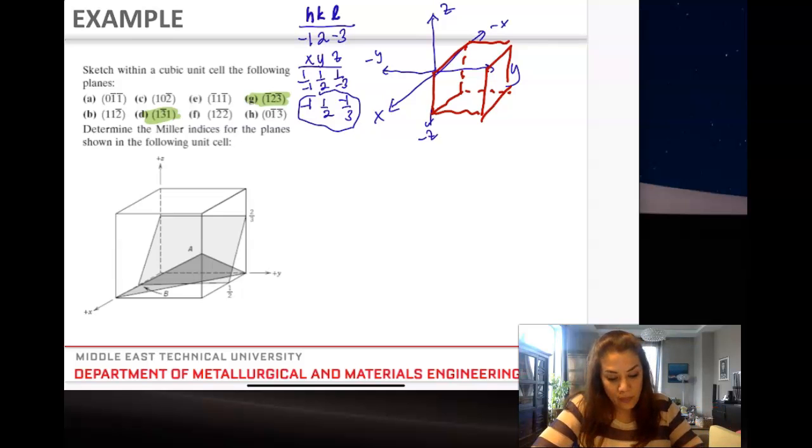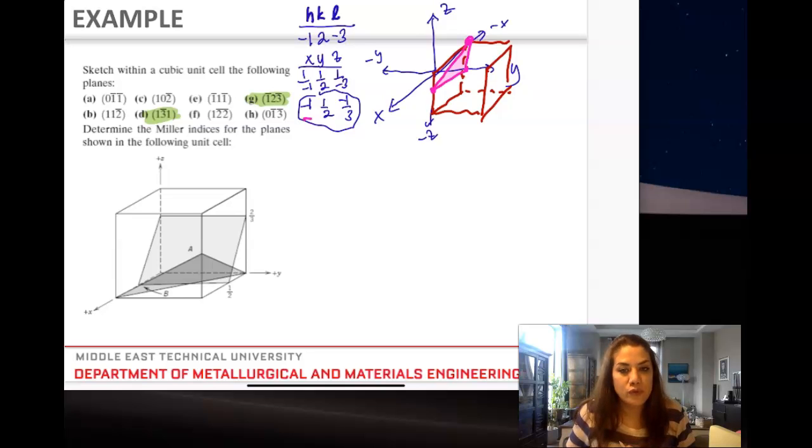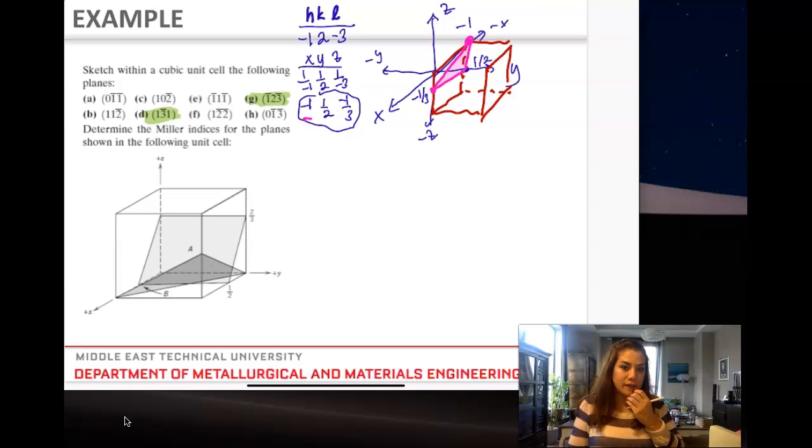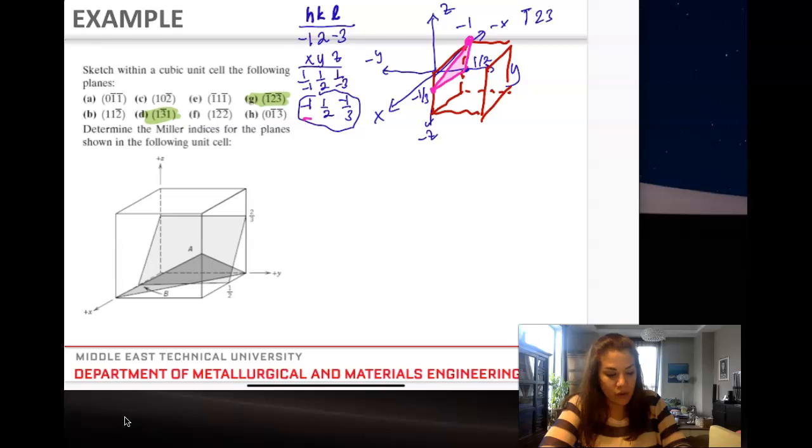What are the intersection points? My first intersection point is negative 1, x, which is this. What is my second intersection point? It's positive 1 over 2, y. It's this. And what about the third intersection point with z? Negative 1 over 3, it's this. All I have to do is connect the dots. Well, this specific plane here, this pink plane, is my -1, 1 over 2, -1 over 3 intersections. Let me write them down: -1, 1 over 2, -1 over 3, which is actually the 1 bar, 2, 3 bar plane.